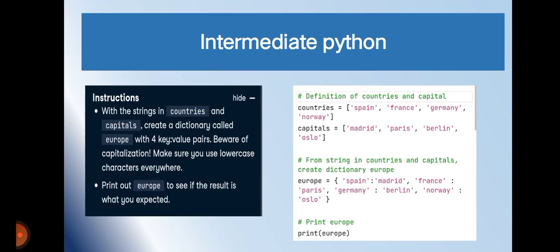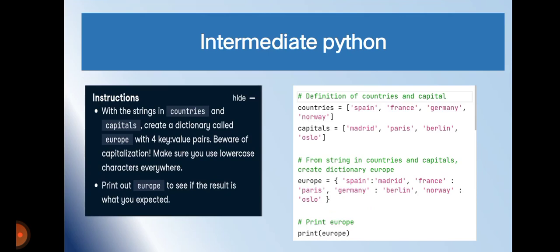In the instructions we can see that with the strings in countries and capitals we have to create a dictionary called Europe. It means we have the capitals and the countries of Europe with 4 key-value pairs, and we have to print out Europe to see if the result is what we expect. So first we have to define the countries and capitals. The countries given here are 4, which are Spain, France, Germany and Norway. And the capitals are Madrid, Paris, Berlin, and Oslo.